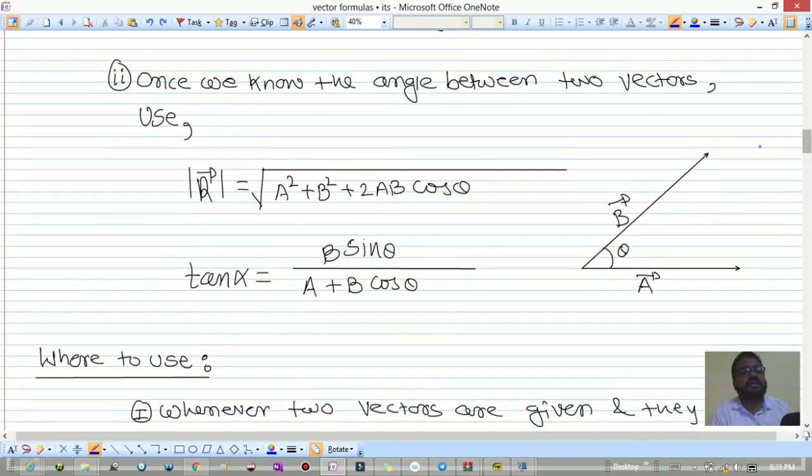Once we know the angle between the two vectors, use this formula. Magnitude of r bar is equal to the root of a squared plus b squared plus 2ab cos theta. And tan alpha is b sin theta divided by a plus b cos theta. It might be possible that instead of a bar over here it is b bar, and instead of b bar over here it is a bar.